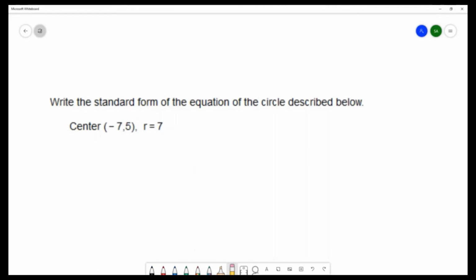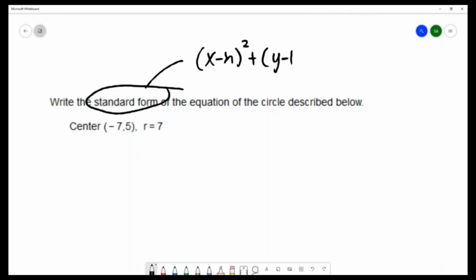For this question, we want to write the standard form of the equation of a circle described below. Our circle needs to have a center of -7, 5 and a radius of 7. So in order to solve this problem, we need to know the standard form of a circle. The standard form of a circle is x minus h squared plus y minus k squared equals r squared, where h and k are the coordinates of the center of the circle and r is the radius.